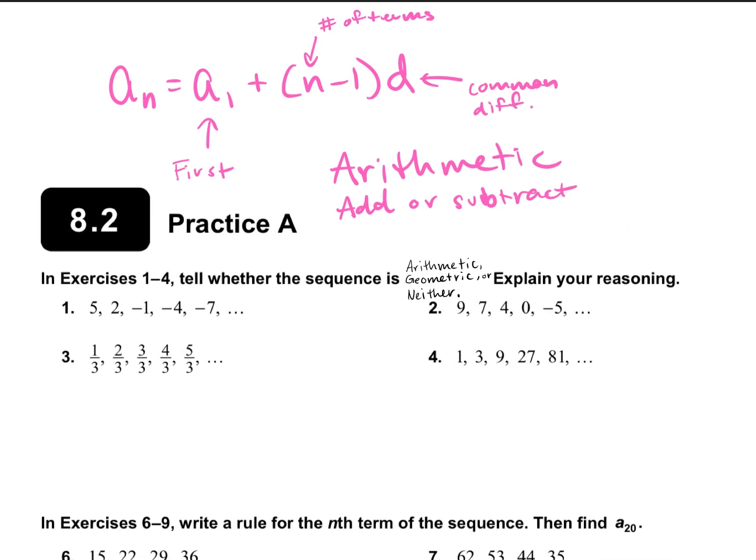So in the first section, we just have to tell if it's arithmetic, geometric, or neither. So let's check arithmetic first. What am I adding or subtracting to get from 5 to 2? Subtracting 3. If I subtract 3, do I get -1? If I subtract 3, do I get -4? If I subtract 3, do I get -7? So is this arithmetic? Yes.